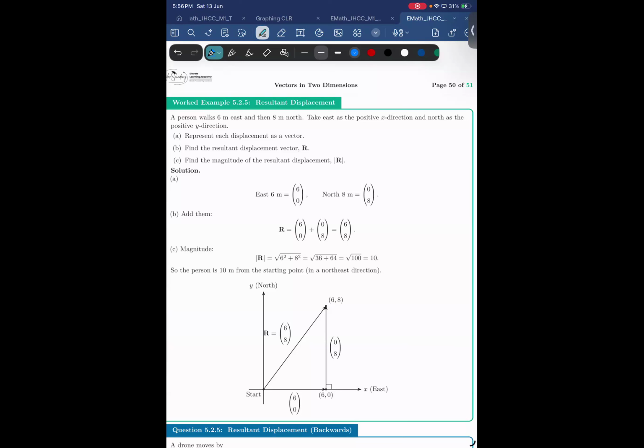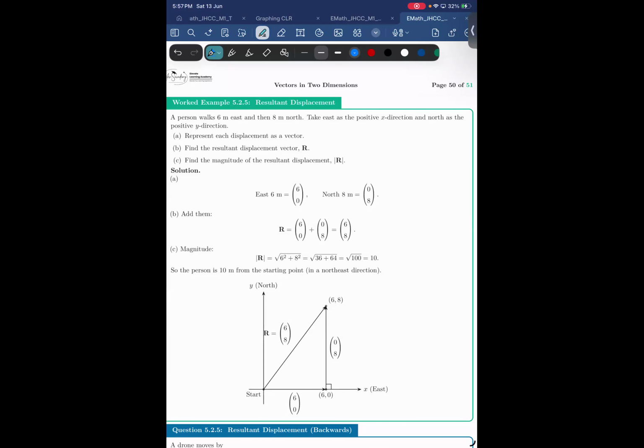So east 6 meters, and east is positive, so it's going to be 6, 0. You're moving in the x direction, 6, 0. And north 8 meters means you are moving 8 meters in the positive y direction, so 0, 8. And then the resultant displacement vector is how much you move in total, right? You consider both movement in x and y direction. So you add these two together, you get 6, 8.